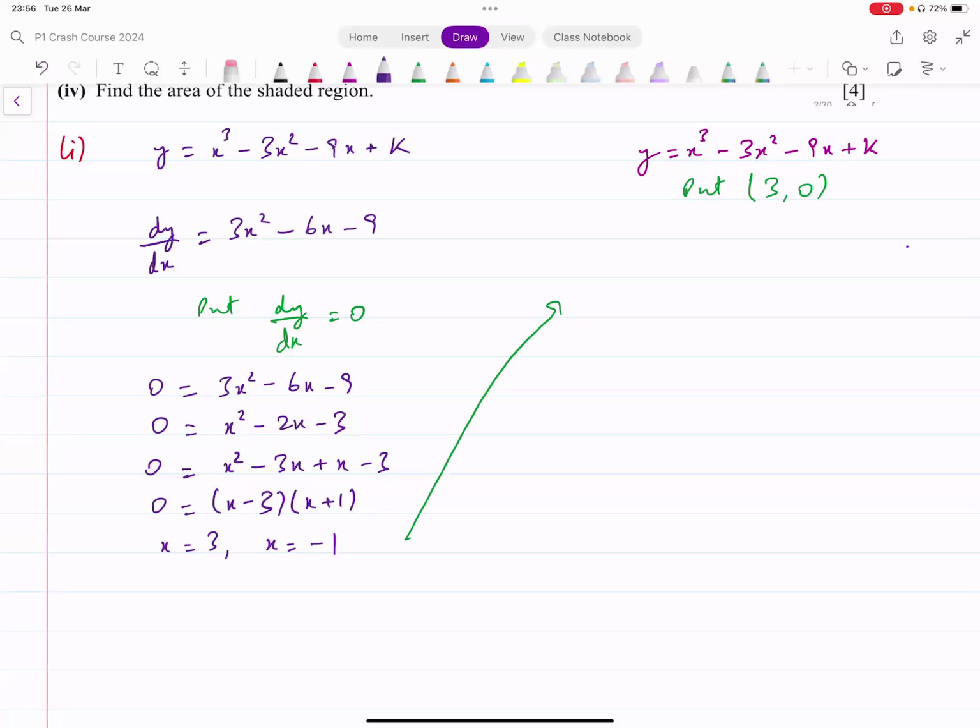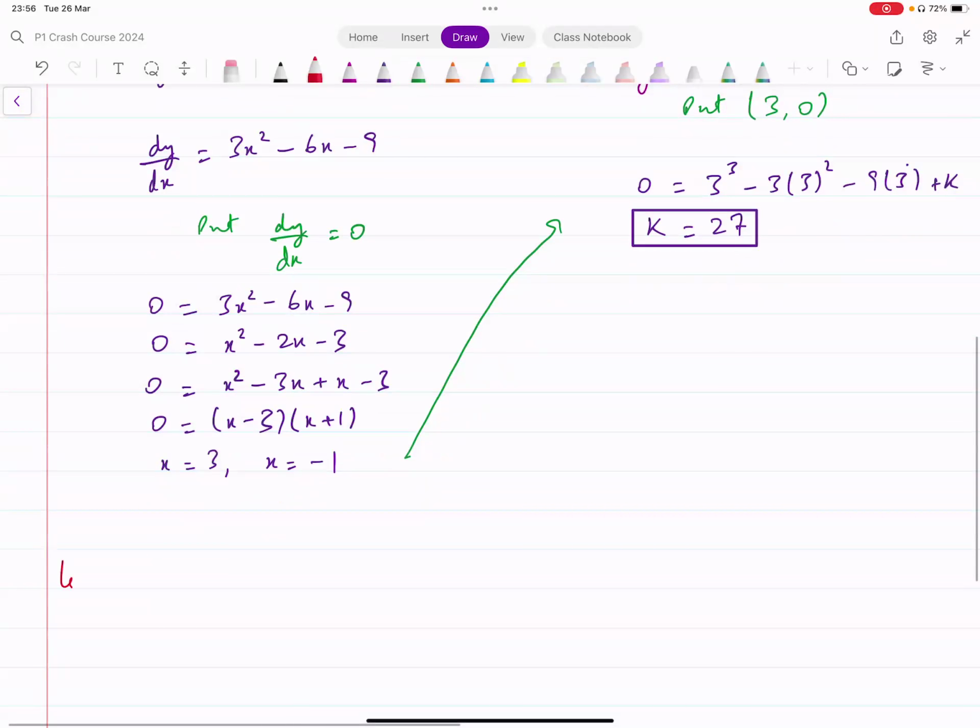What does that give us? 0 equals 3 cubed minus 3 into 3 squared minus 9 into 3 plus k. And the first 2 terms are going to get cancelled, and we're left with k equals 27. That's the value of k that we get in the first part. Okay, so that's the first thing that you have to do here. Find the value of k, that's 27.